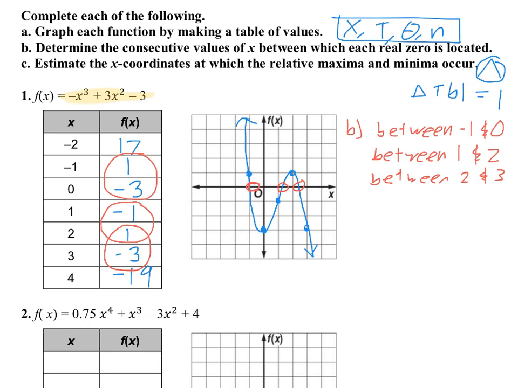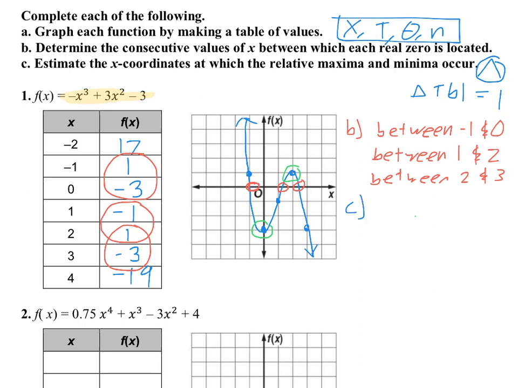All right, next thing they want is an estimate of the x-coordinates of relative maxima and relative minima. All right, so looking at the graph, it seems to have a relative minimum here and a relative maximum there. We know there's no true maximum because the left side goes up forever. There's no true minimum because the right side goes down forever. But we have a relative min and a relative max.